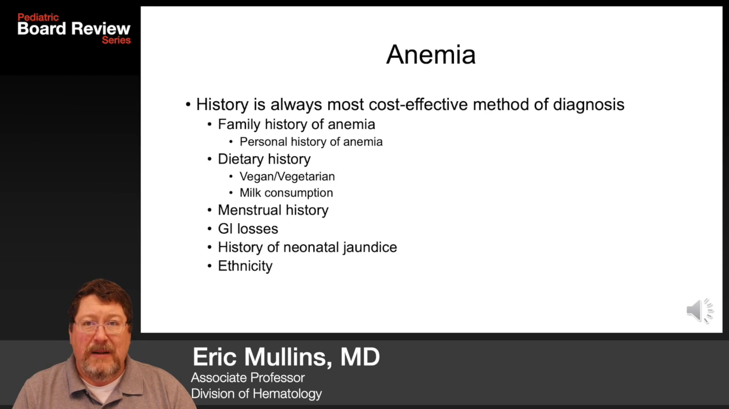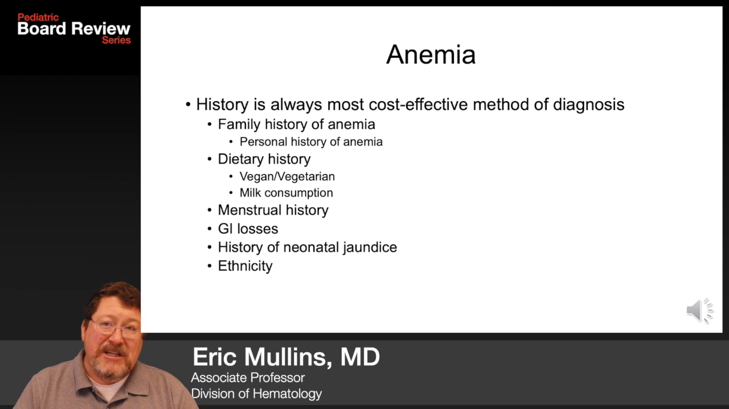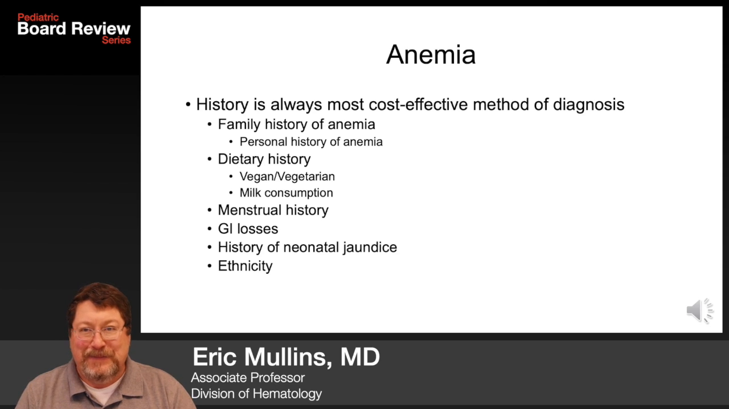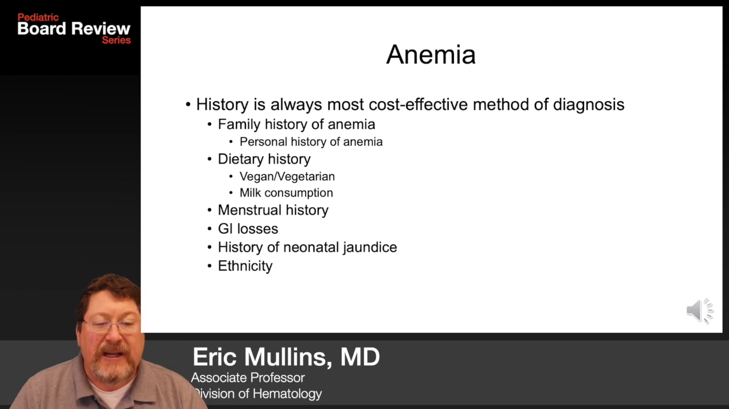Whenever you're approaching a patient with anemia, remember that history is always the most cost-effective method of diagnosis. And that's true whether you're talking about anemia or any kind of process, and that's not just hematology. But you want to ask about whether there's a family history of anemia, whether there's a prior personal history of anemia. A dietary history is very important, especially in pediatrics, where you have less chance for acquired causes of anemia. So you want to ask about whether they're vegetarian or vegan, and sometimes especially youngsters may not be practicing vegetarians, but in effect all they'll eat is potato chips or something of that nature. So you really want to get a dietary history.